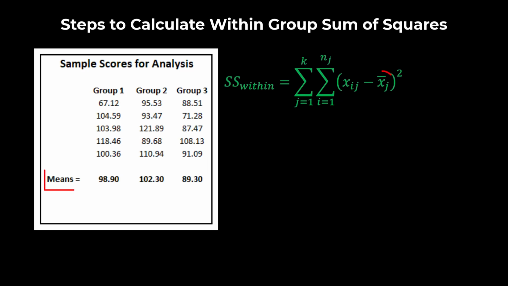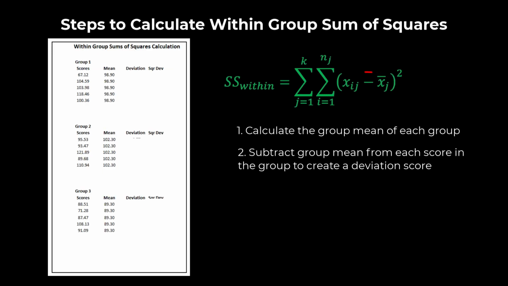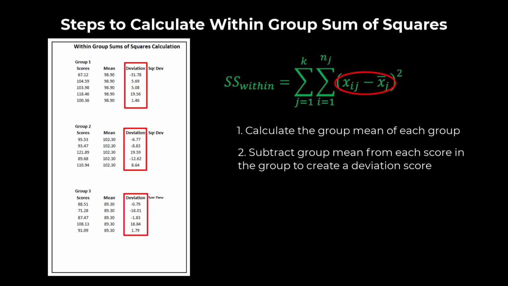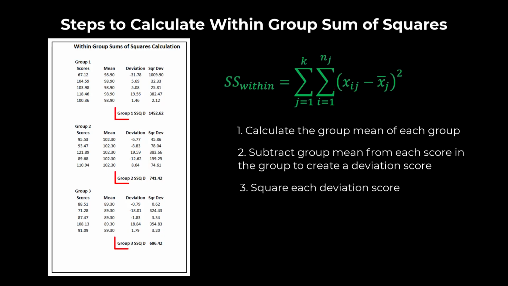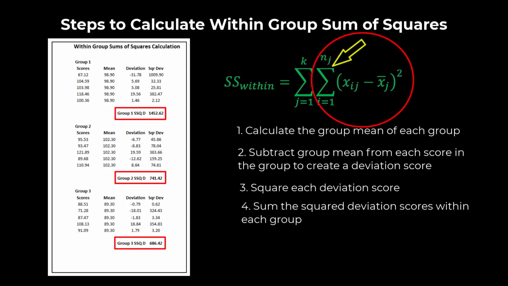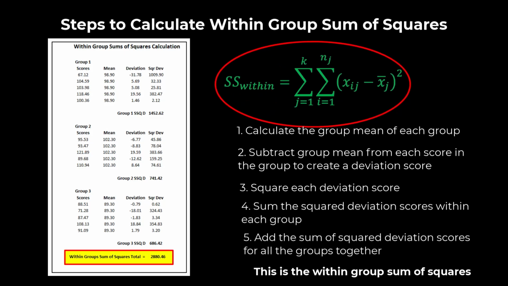First, we calculate the group mean for each of the groups in the study. We then subtract the group mean from each individual score in that group to create a deviation score. Next, we square each deviation score. Then we sum all the squared deviation scores. The result is the sum of squares within each individual group. To complete the calculation, we add the sum of squares for all the groups together. The total is the within groups sum of squares.